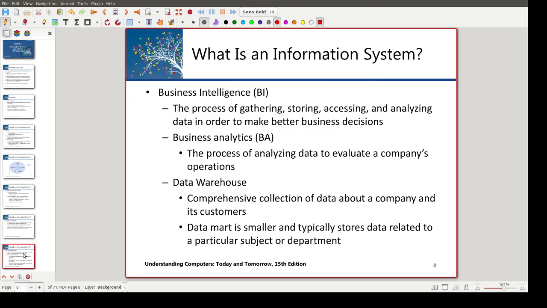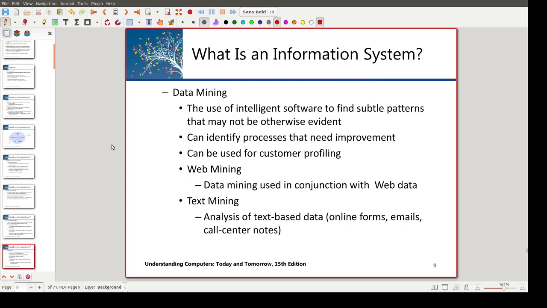Also, below this business intelligence lies data mining. Data mining is a very common term. It uses intelligent software to find subtle patterns that may not be otherwise evident. So it does this pattern-finding function. For example, every year before Eid, there are some products that are sold more than any other products. So discovering these patterns and deciding which patterns are inside this data and which products are related to which operations and so on is called data mining.